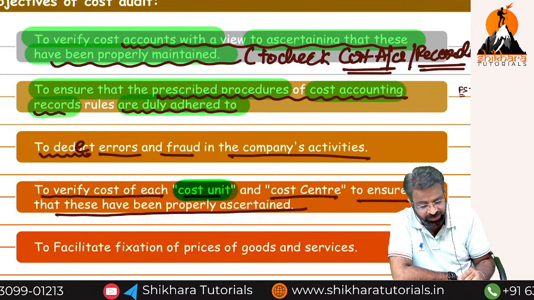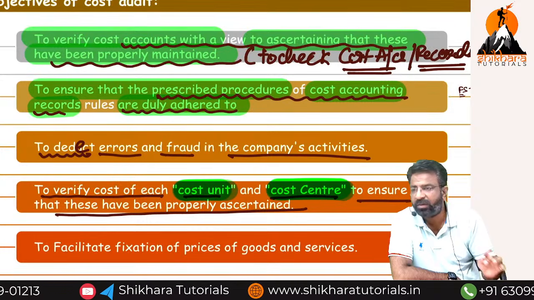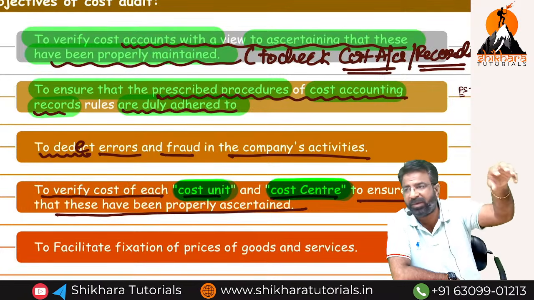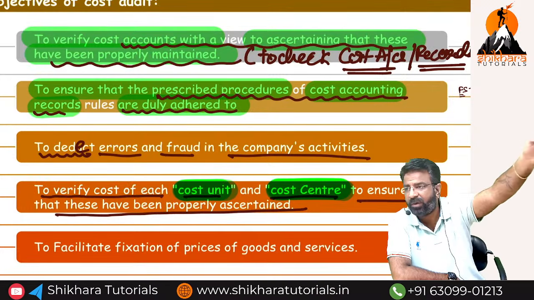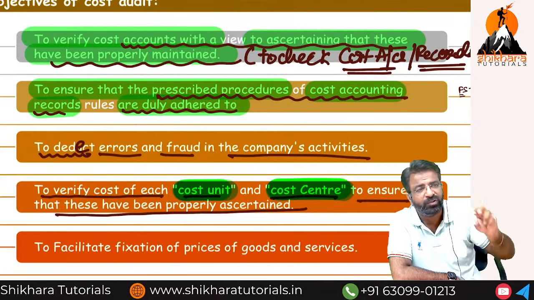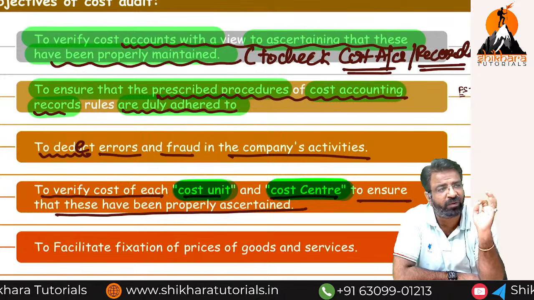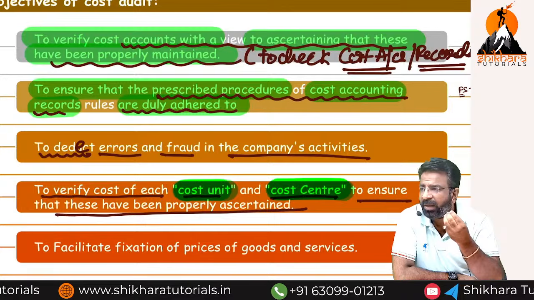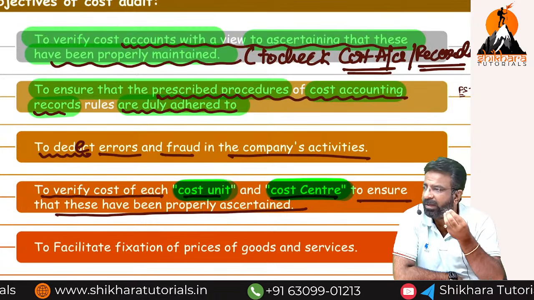So we wanted to ensure two things to be properly calculated. What are the two things? Cost unit and what? Cost center. What do you mean by cost center? Cost center means the object or the place where you can trace that cost, or where you can put that cost, or where you can apportion that cost.